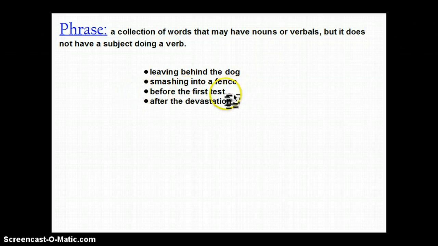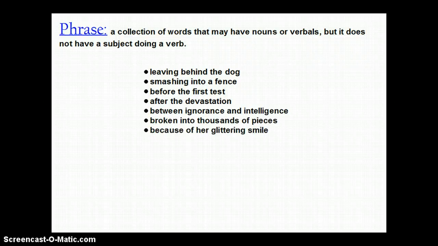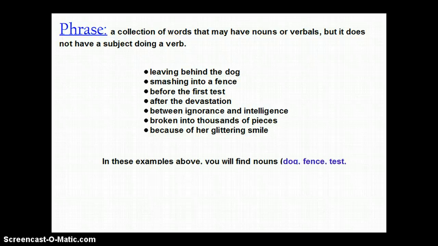Before the first test, a phrase you almost expect something else. Before the first test, I went to study. After the devastation, the people found shelter. Phrases leave you needing something else. Here's some more examples you can write down as you wish.